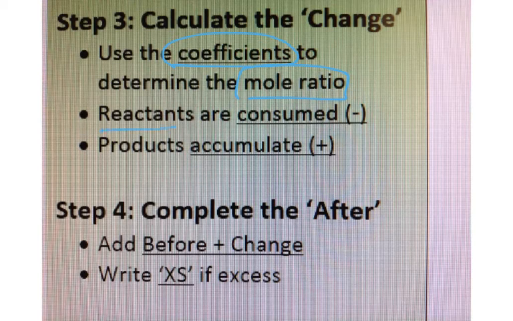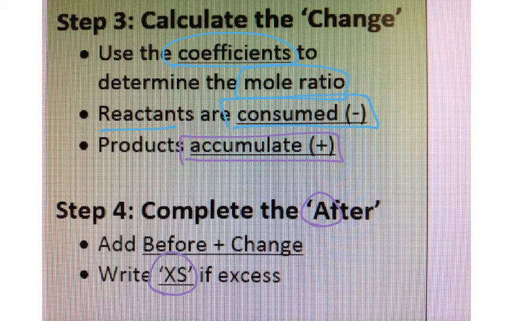For every reactant, because they are consumed, you're going to subtract them. For every product, because they are added, you are going to add them. Because we're making products, they are positive, and because you are losing reactants, they are always negative. Then for the A, the after, you write before plus the change, and if it was excess, you write excess.